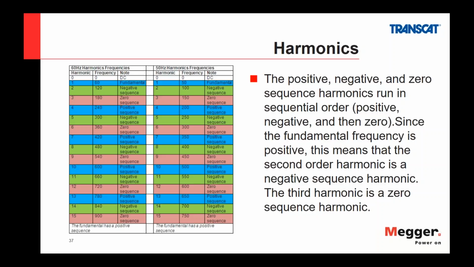On this graph, it shows the positive, negative, and zero sequence harmonics run in sequential order. It will start positive, negative, and then zero, and repeat. Since the fundamental frequency is positive, the second would be negative, and the third would be zero, and again, repeated throughout the orders.